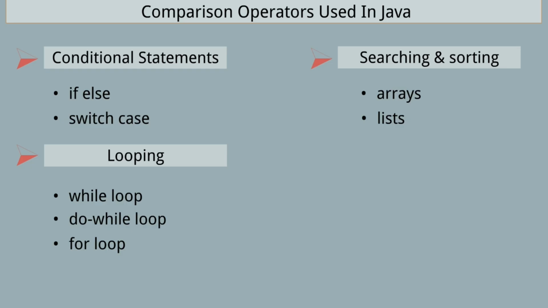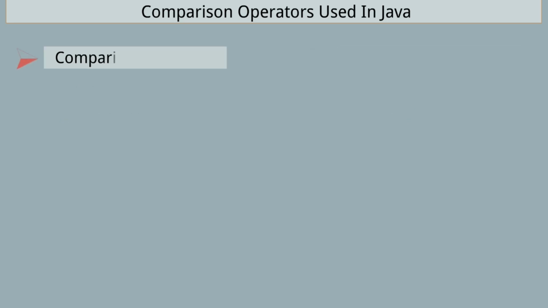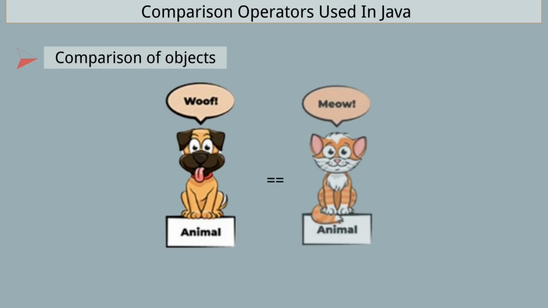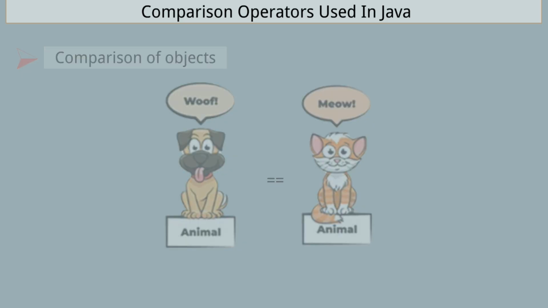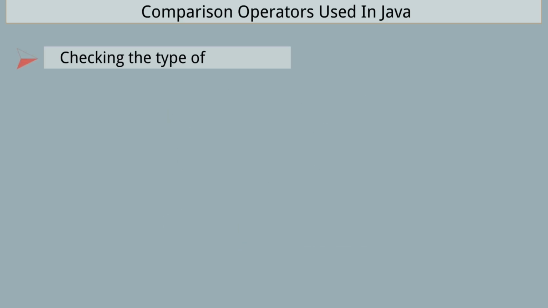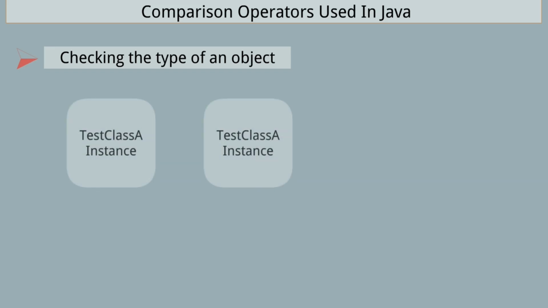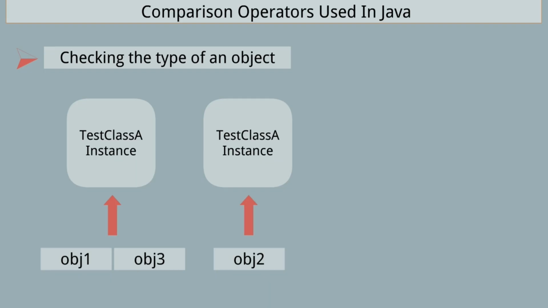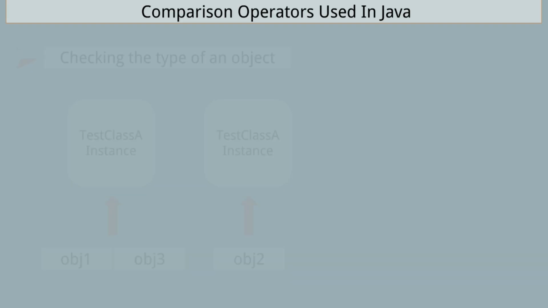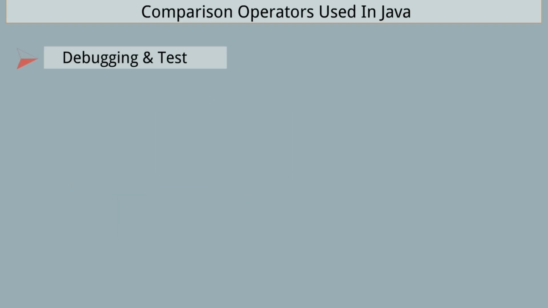Moving on to comparison of objects. Comparison operators can be used to compare the properties of two objects and determine their relative order. The next one is checking the type of an object. The instanceof operator is used to check if an object is an instance of a class or an interface. Then there is debugging and testing. Comparison operators are also used in debugging and testing to check the state of a program and ensure that it is working as expected.